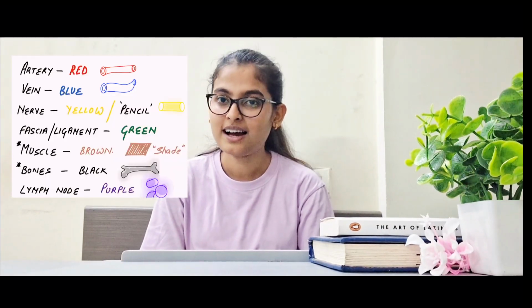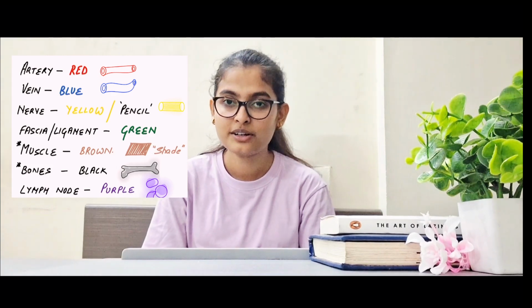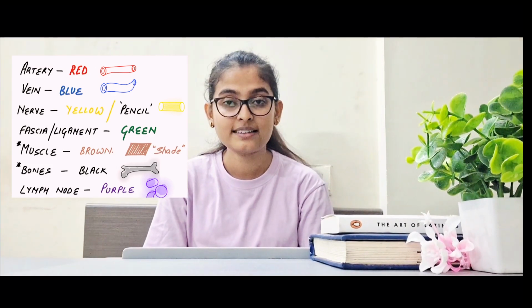Tip number 5 is using the color code while practicing diagrams. For example, using red color for the arteries, blue color for veins, yellow color for nerves, green color for tendons and fascia, brown color for muscles, black color for bones, and finally purple color for lymph nodes.